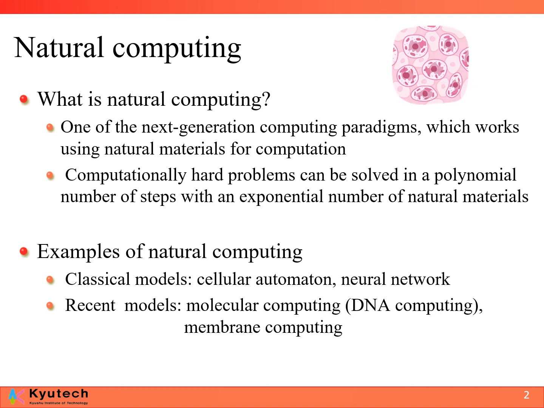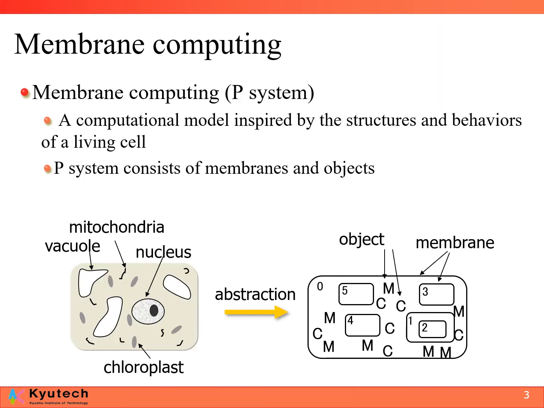Classical models of natural computing are cellular automaton and neural network. And recent models of natural computing are molecular computing, also known as DNA computing, and membrane computing. Now I'd like to explain details of the membrane computing. This slide shows background and definition of the membrane computing.